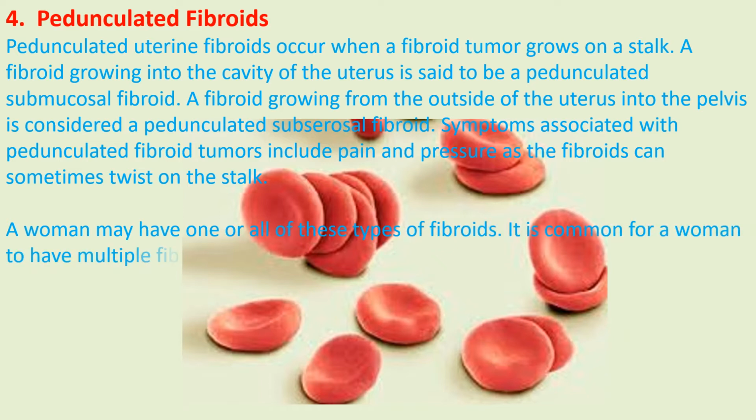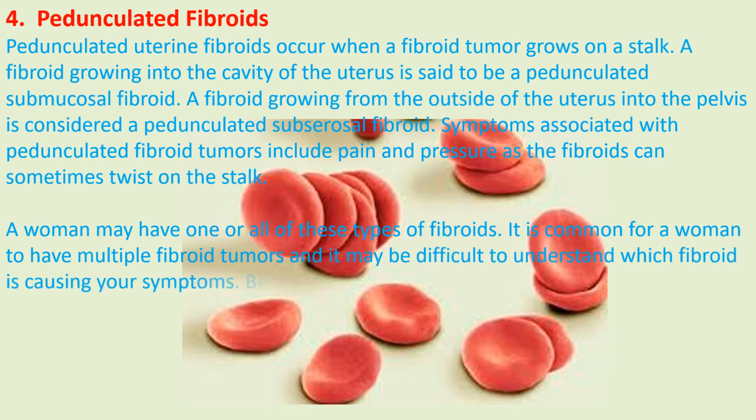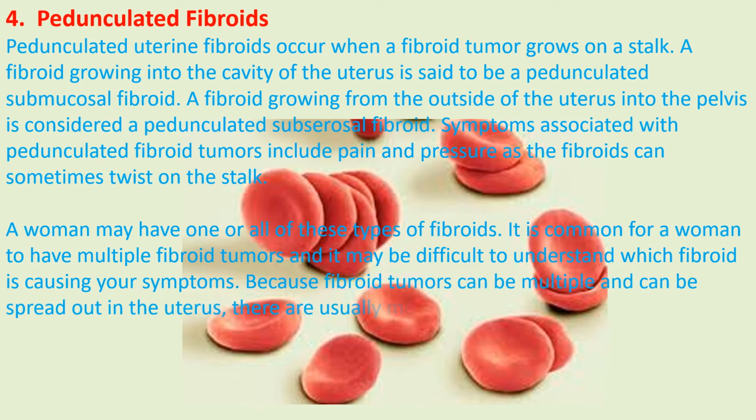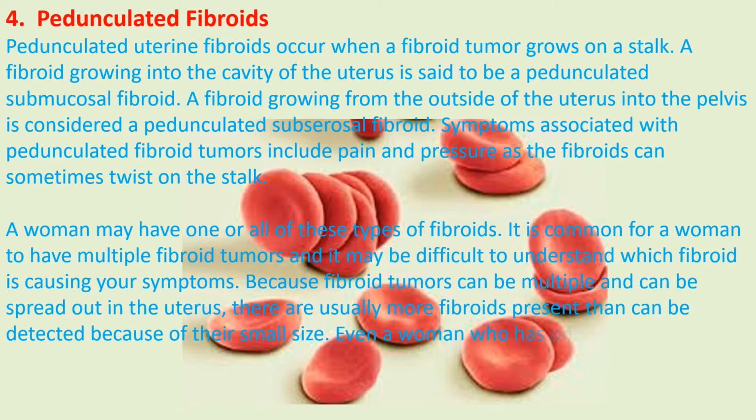A woman may have one or all of these types of fibroids. It is common for a woman to have multiple fibroid tumors, and it may be difficult to understand which fibroid is causing your symptoms. Because fibroid tumors can be multiple and can be spread out in the uterus, there are usually more fibroids present than can be detected because of their small size.